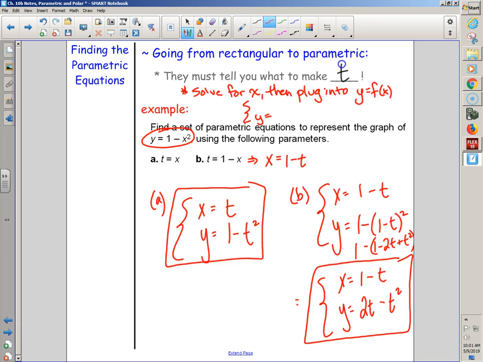So we'll have our y after we plug and chug, but we'll have to go back and get our x from our clue. But this x was quite easy. This x, I just had to rearrange, but I had to do that anyway to plug in. It's not too bad going that direction. Eliminating the parameter is a bit harder.